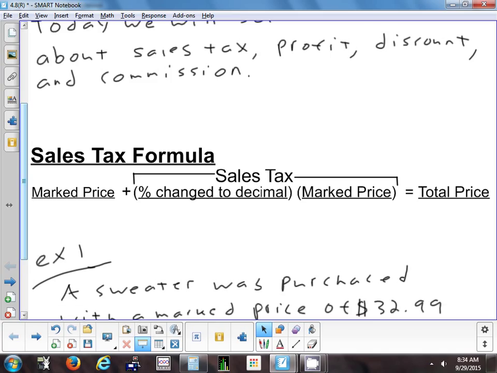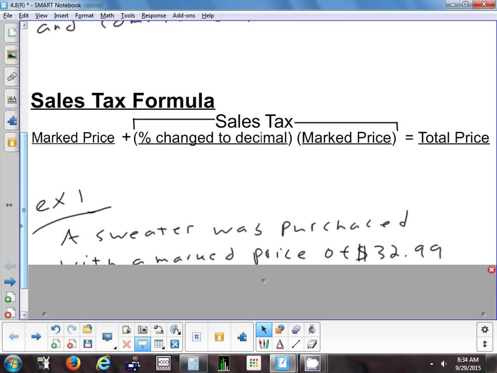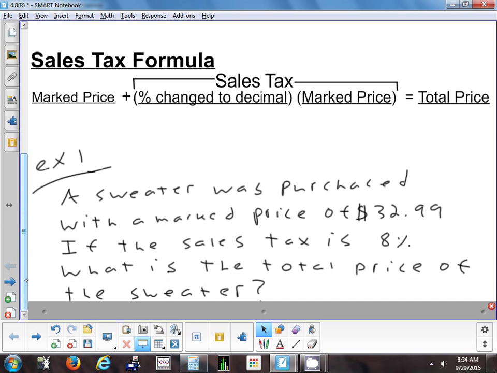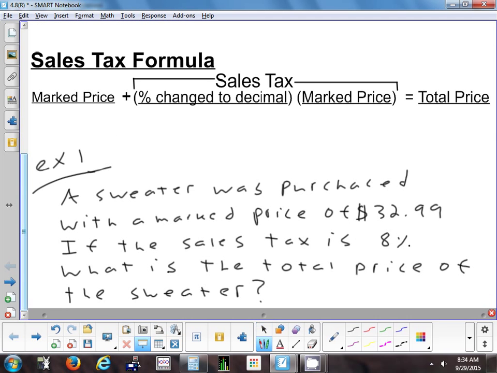Does everybody have the sales tax formula? All right, so first example, you already have this on your sheet. A sweater was purchased. The marked price was $32.99. The person buying this sweater has to pay a sales tax of 8%. What's going to be the total price?